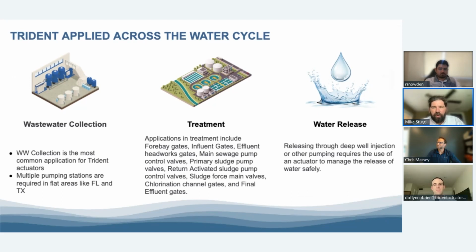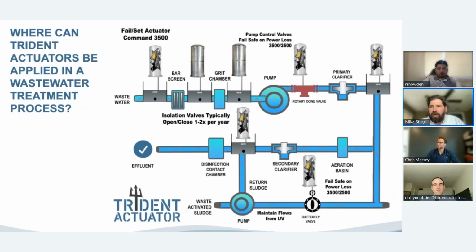We're going to go a little more in depth on a couple applications where we frequent. The wastewater treatment process, we can really be throughout the process. Obviously, we talk about the influent gate using a 3500 fail-safe linear, to protect all this infrastructure from maybe too much incoming that the plant can't handle. You can use our 2000 or 3000 series that are fail in place or fail set in some of these different applications throughout the process on different gates or valves.